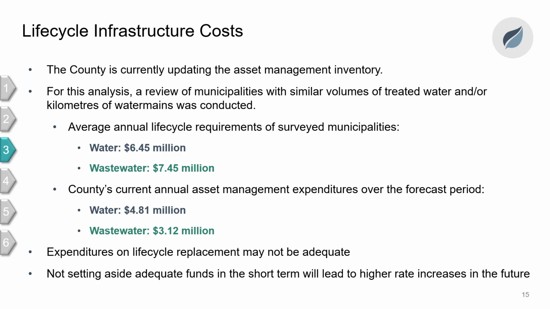When we looked at the average, water is about $6.5 million, and the average for wastewater is about $7.5 million. But when we look at the county's annual asset management expenditures over the forecast, it's about $4.8 million for water and $3.1 million for wastewater. And so the expenditures on the life cycle replacement may not be adequate to meet the requirements of your asset management inventory. As part of this analysis, we've utilized the information we have. Once the county updates the asset management inventory, it's anticipated that they'll review the annual life cycle requirement needs and review the rate requirements.